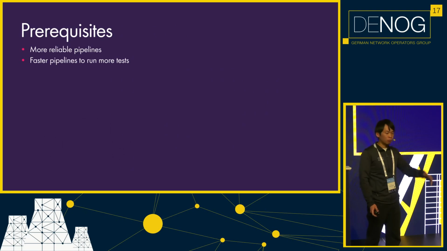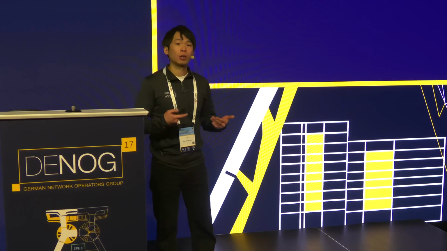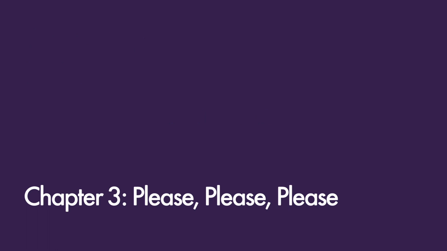The thing is, our pipelines, as I said, were not reliable. So what this means is, if we remove the button, we just ship bugs even faster, which is not really what we want. And of course, part of it is you want to make sure that your pipelines also get to run more tests to cover your code base a bit better. So we need to take a little bit of a detour, right? So with that, we go on to the next chapter.